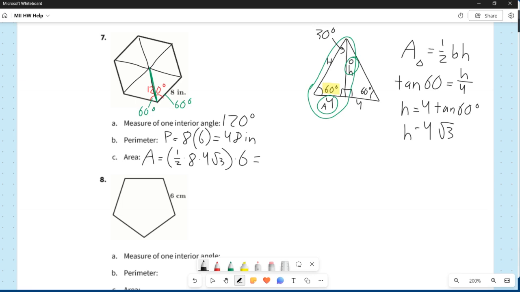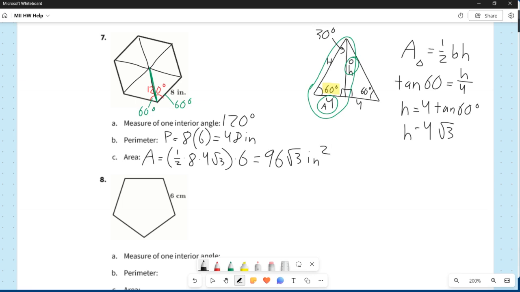So if we want to simplify this a little bit, we can do 1/2 times 8 times 4 times 6. And you are more than welcome to plug that into your calculator. But if you do 1/2 times 8 times 4 times 6, we are left with 96, and we still have the √3 inches squared, because area is a square unit of measurement.